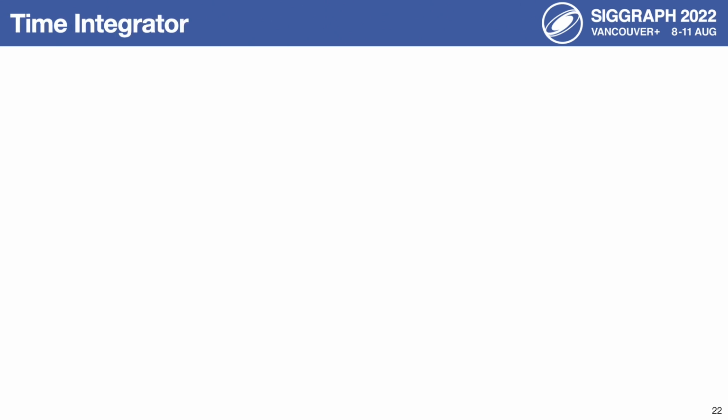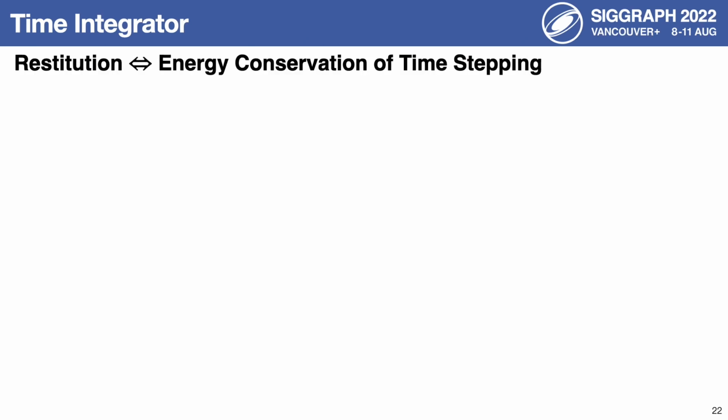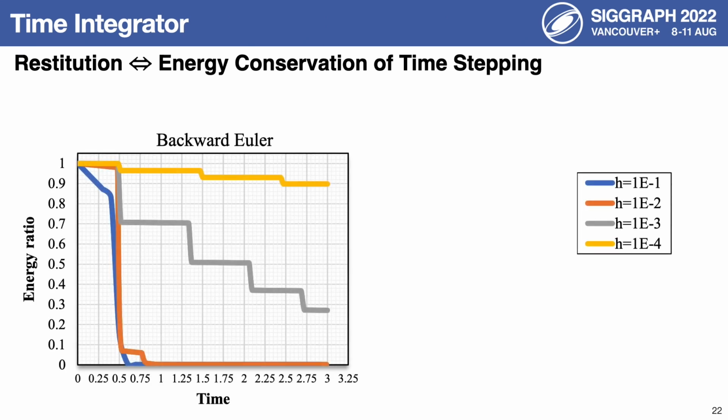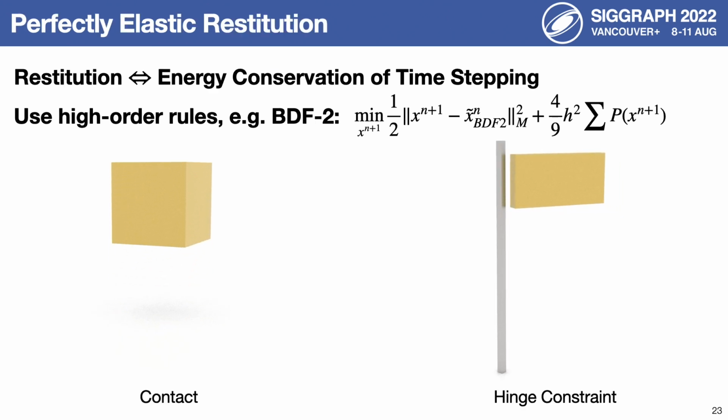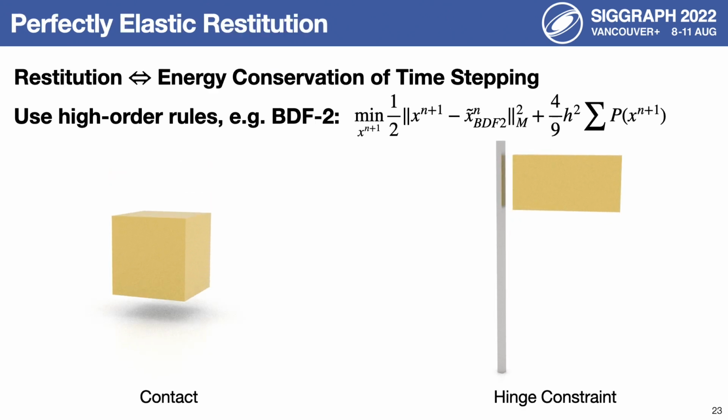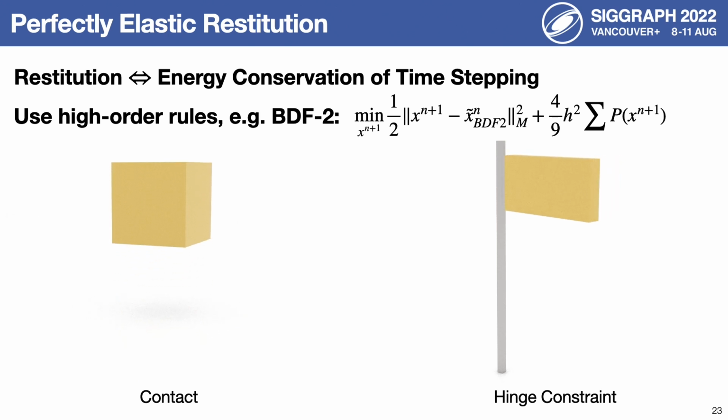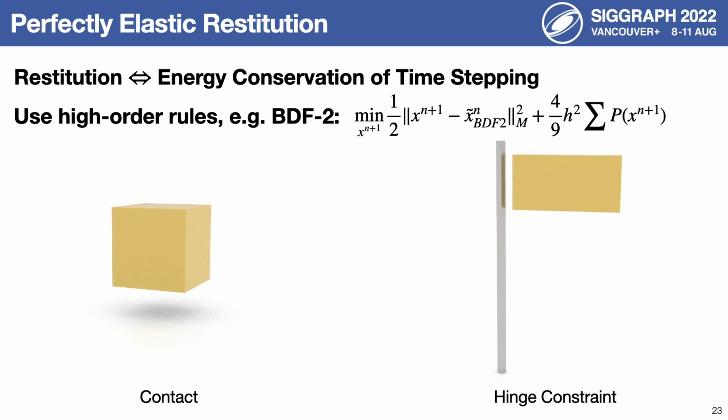With articulation and contact barrier potentials, the magnitude of bouncing back is directly related to energy conservation behaviors of the time integration. As we know, implicit Euler suffers from significant numerical damping. Therefore, we apply higher-order time integration methods like BDF2 to obtain significantly better energy behaviors. Here, we show that BDF2 lets us conveniently simulate close to perfectly elastic restitution behaviors for both the contact and hinge constraints.